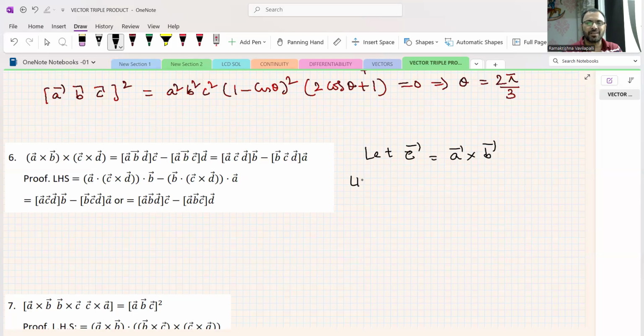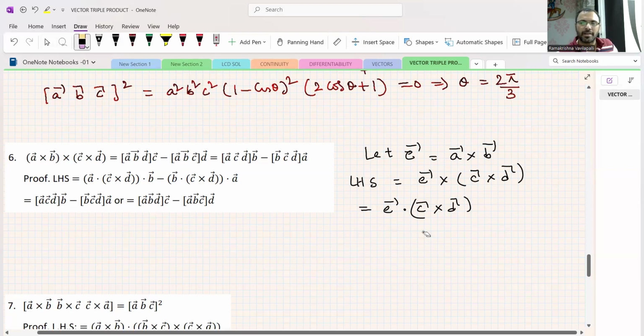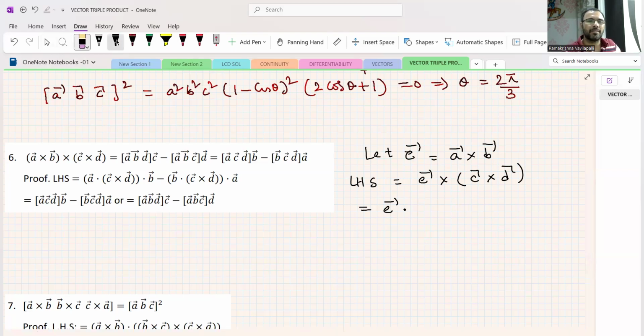Then LHS is equal to E bar cross C bar cross D bar. Now we will apply the triple product: E bar dot D bar into C bar minus E bar dot C bar into D bar vector.